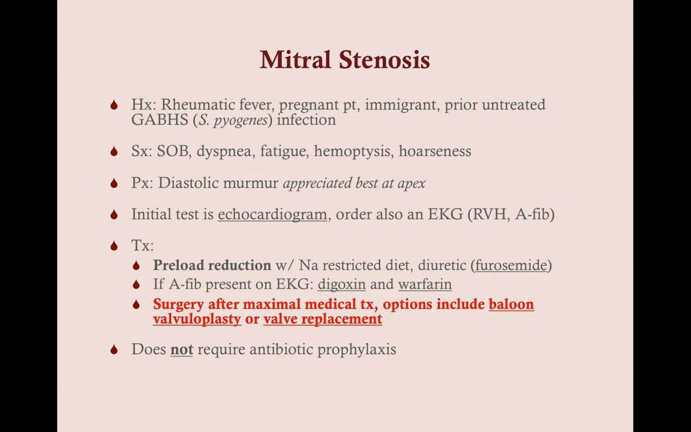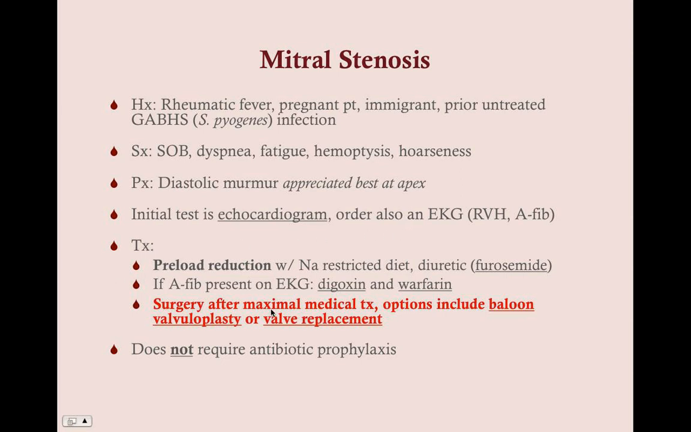So on EKG, we look for right ventricular hypertrophy, because you're getting a block up in the cardiopulmonary circuit, proximal to the left ventricle, and then atrial fibrillation because we're getting dilation of the left atrium.